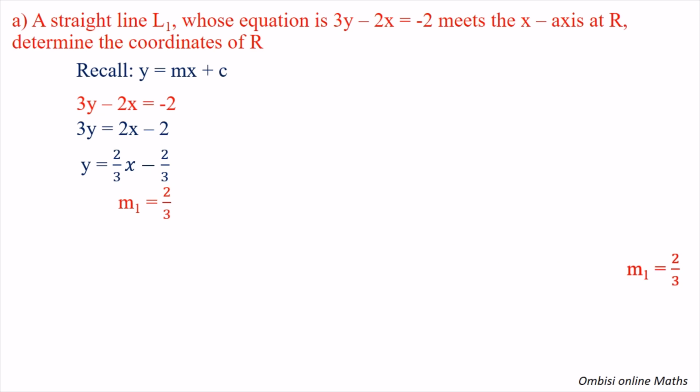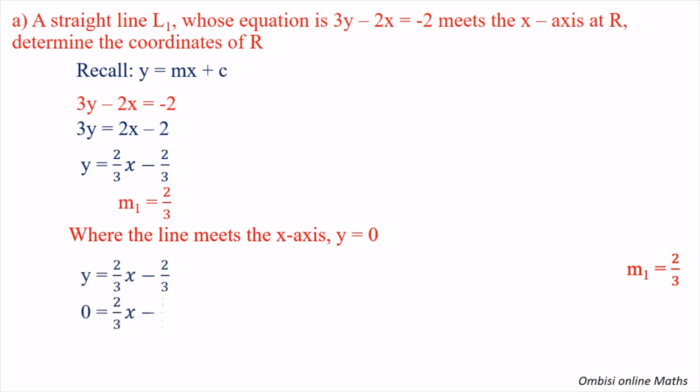Now, we know very well that if the line cuts the x-axis at a point R, it means the value of y is 0. So where the line meets the x-axis, the value of y is 0. So equating the value of y in our equation above, y equals 2 over 3 x minus 2 over 3, to 0, you're going to have 0 equals 2 over 3 x minus 2 over 3. You add 2 over 3 on both sides, then you simplify and you find that the value of x equals 1.